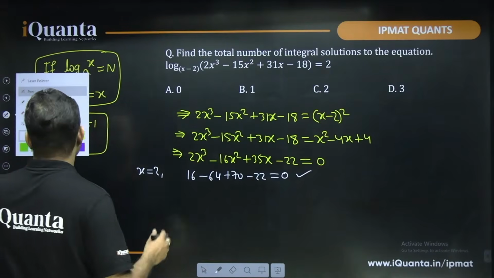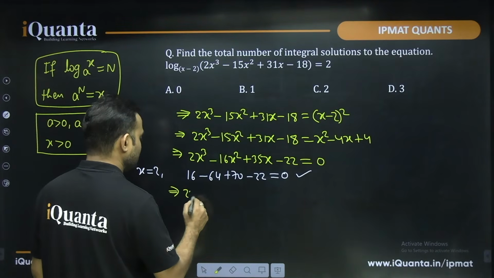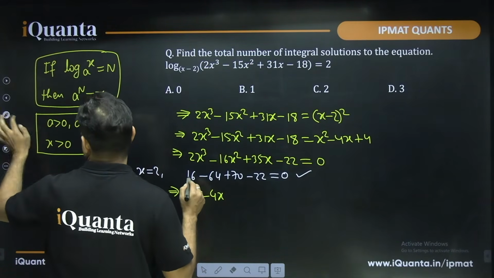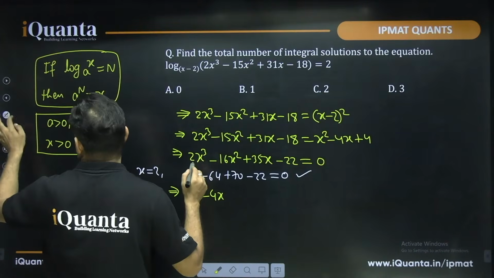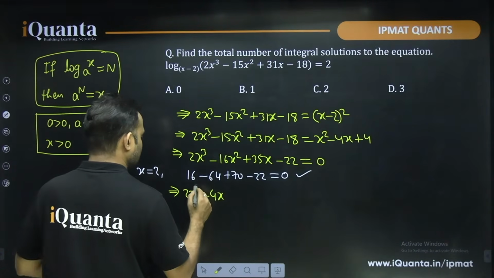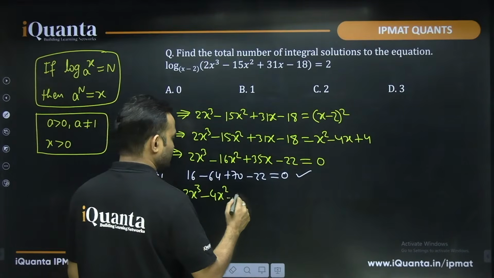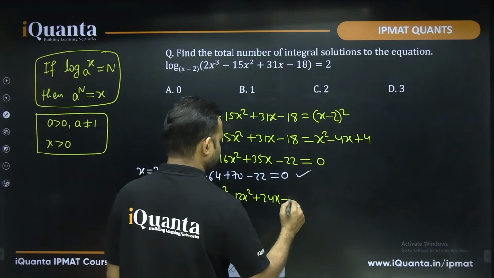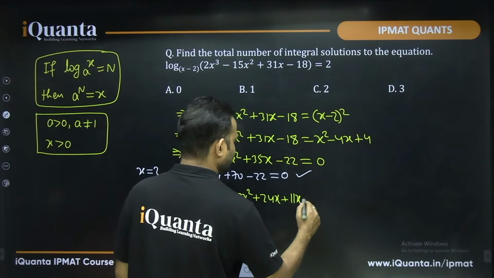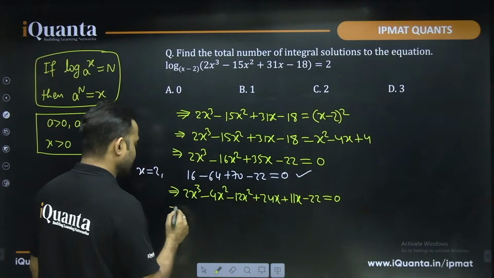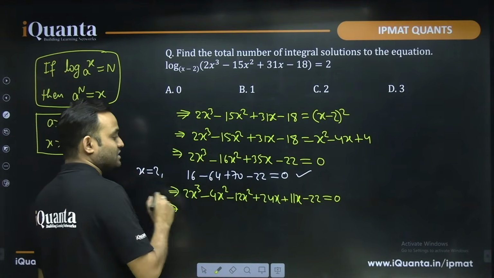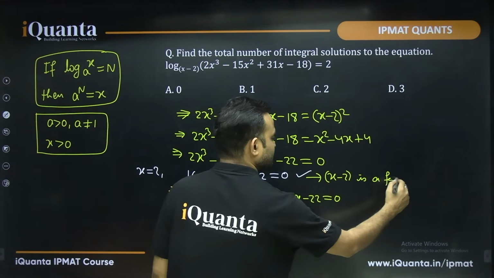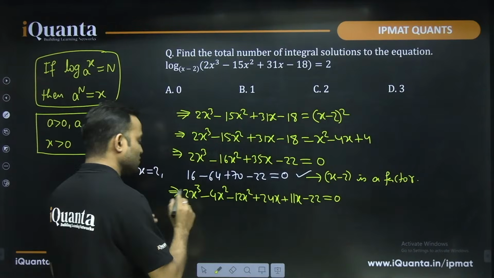So let's try to modify them in the same way. 2x cube minus 4x square minus 12x square plus 24x plus 11x minus 22 is equal to 0. You can also divide this expression by x minus 2 and get the rest. Why did we do that? So that we can take x minus 2 common. That means x minus 2 is a factor, right? That's why we did this.